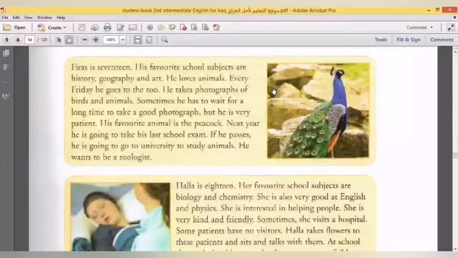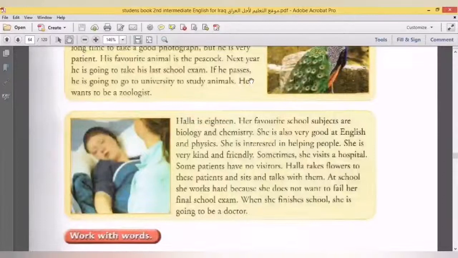Now, this is about Firas. Now let us read about Hala. Hala is 18. Her favorite school subjects are biology and chemistry. She is also very good at English and physics. She is interested in helping people. She is very kind and friendly. Sometimes she visits a hospital. Some patients have no visitors. Hala takes flowers to these patients and sits and talks with them. At school, she works hard because she does not want to fail her final school exam. When she finishes school, she is going to be a doctor.